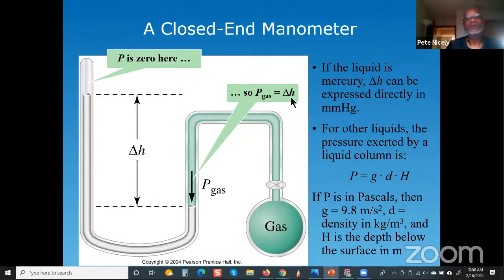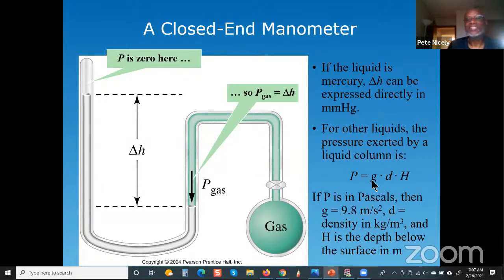So as stated here, P gas is equal to delta H, all right? So that's how we can determine the pressure expressed directly in millimeters mercury. Now, you can also determine the pressure expressed in pascals, but you'd have to use not only the height difference here, but you have to use this equation which contains that height difference. So this H here would represent the delta H right here, right? However, you also have to use this constant here, which is known as the acceleration due to gravity. This is a constant you'll meet in your physics courses. It basically represents the acceleration of an object as it falls to the earth, all right? That's basically what it means, right? And D would be the density of the liquid, which in this case, again, would be mercury.